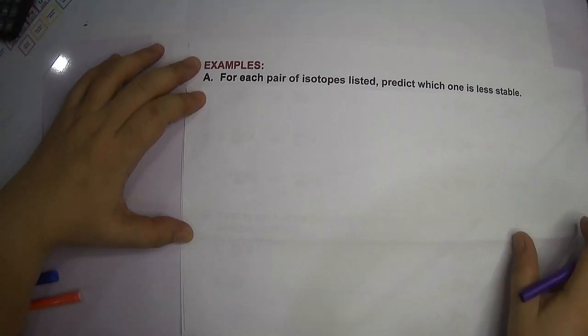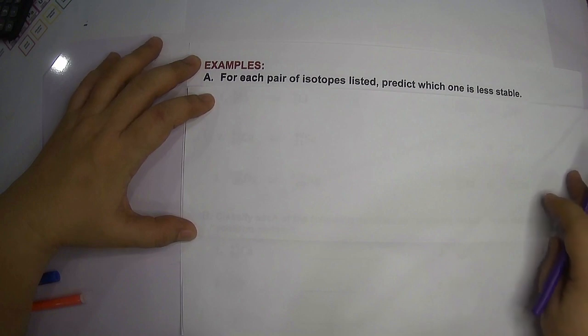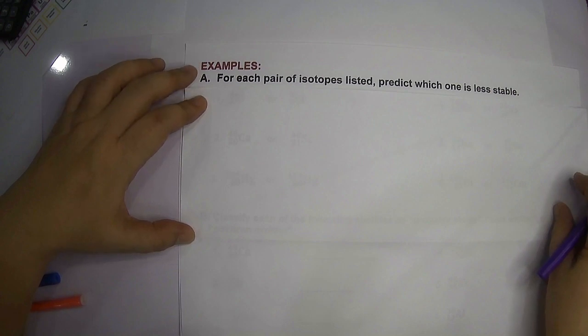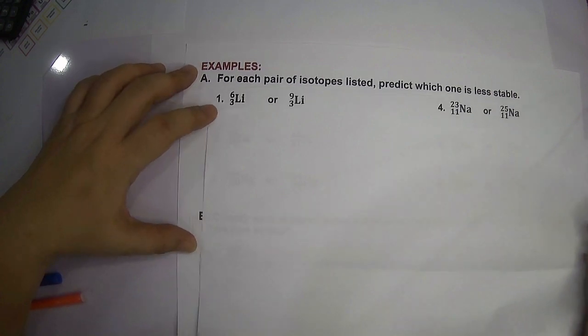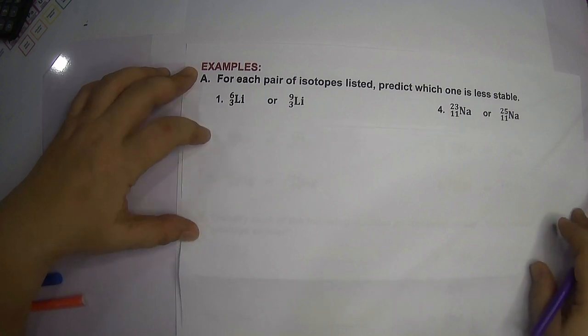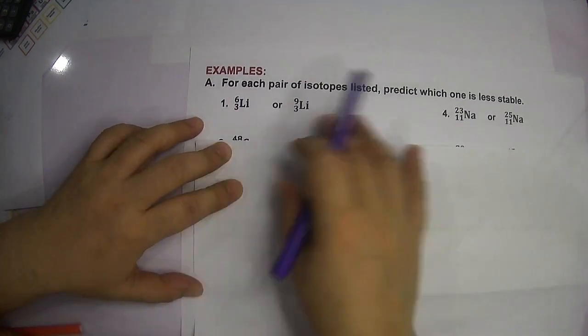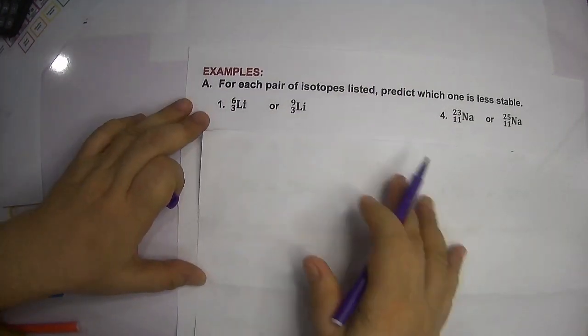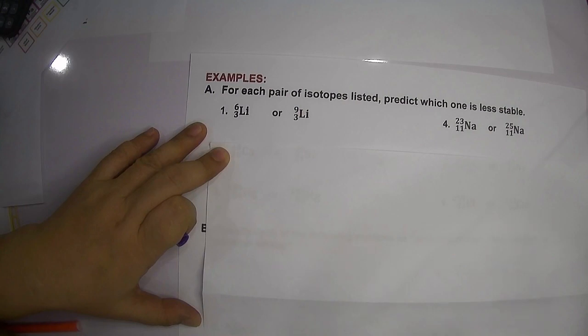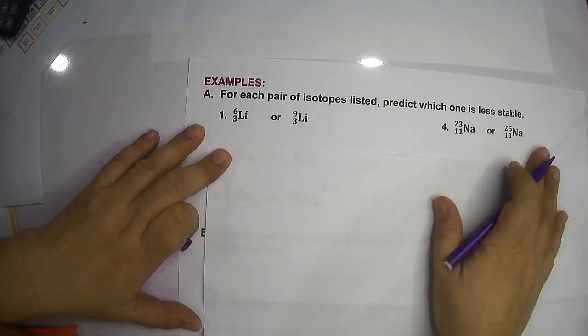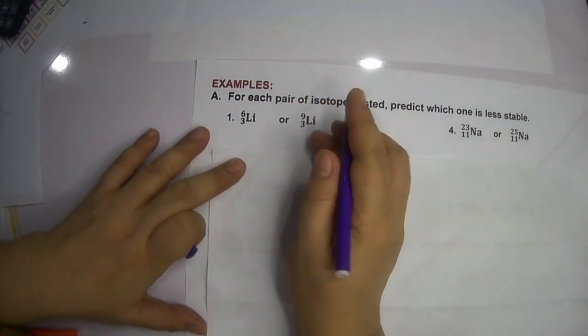For the example on predicting nuclear stability, we are given, for each pair of isotopes listed, to predict which one is less stable. For number 1, we are given lithium-6 or lithium-9, between the two. We can consider the factors: the neutron to proton ratio, the pair principle, or the magic number. We consider everything in determining which one is stable or less stable.